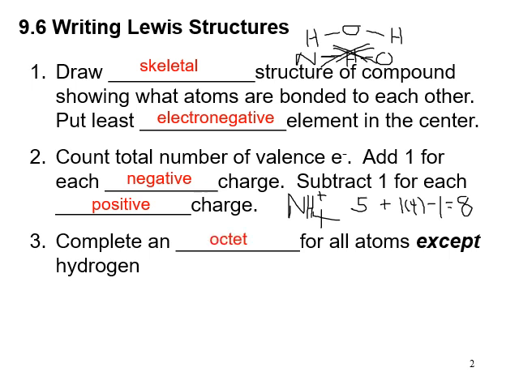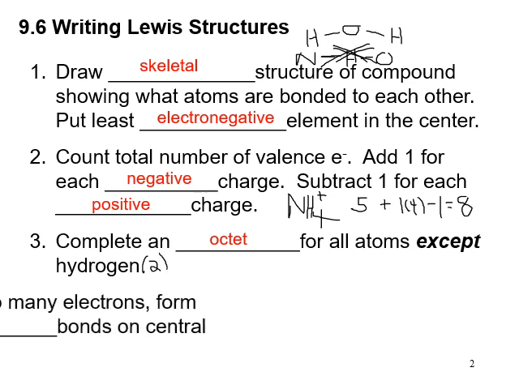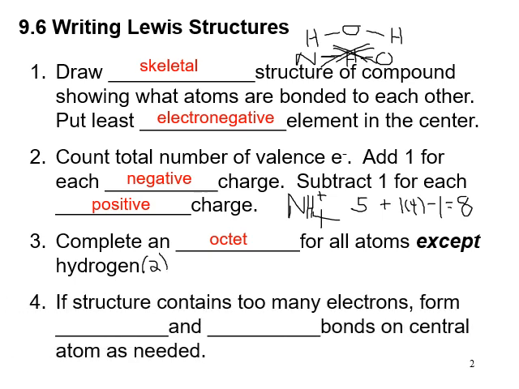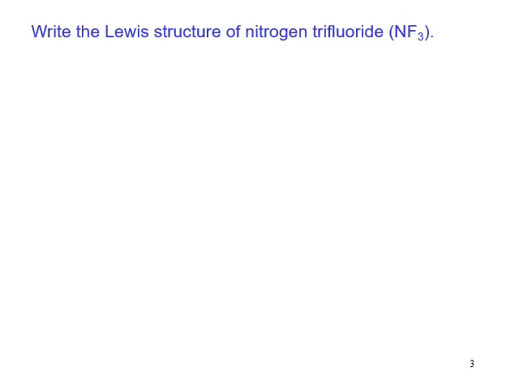Next is to complete an octet for all atoms except for hydrogen. Again, they only want 2. And if the structure contains too many electrons, form double and triple bonds on central atoms as needed. Now, when I say too many electrons, I don't really like that. It kind of means that you don't have enough electrons. So I think we need to come back to that, and we'll check on that when we start adding double and triple bonds. Usually double and triple bonds are added because you don't have enough electrons to give everybody an octet. But if you share, you will be able to. So let's do an example.